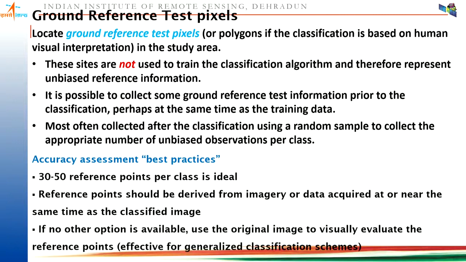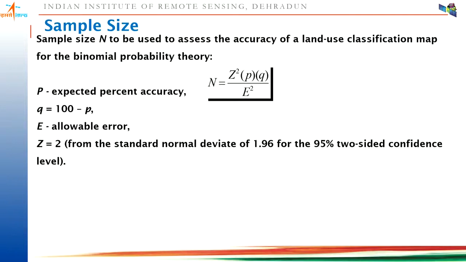So if there is no other option available, what we can do is use the original image to visually evaluate the reference point. So if you cannot go to the ground, you can use the original image. On that original image, do visual image interpretation for individual areas, individual pixels, and assign the class label.